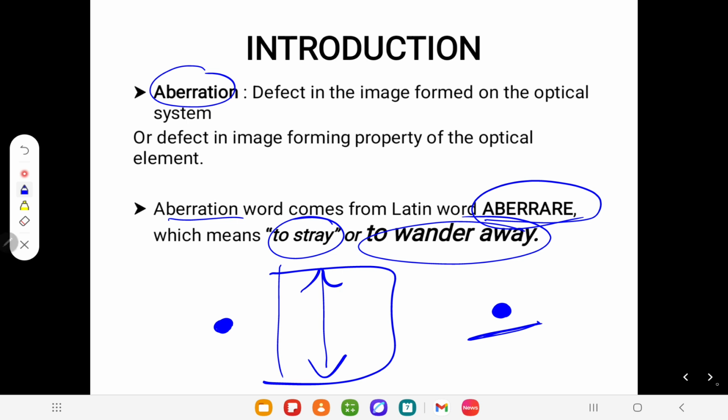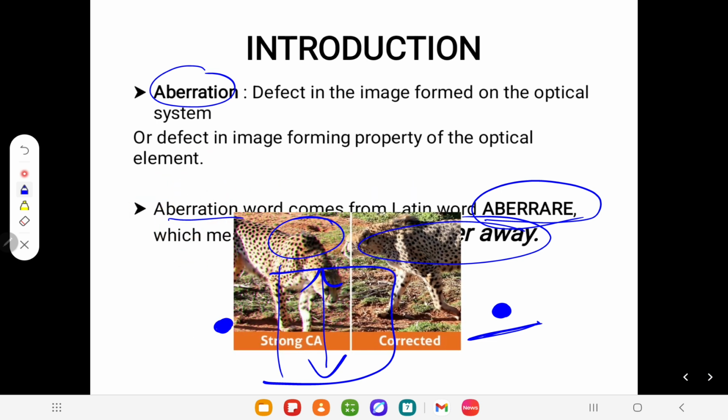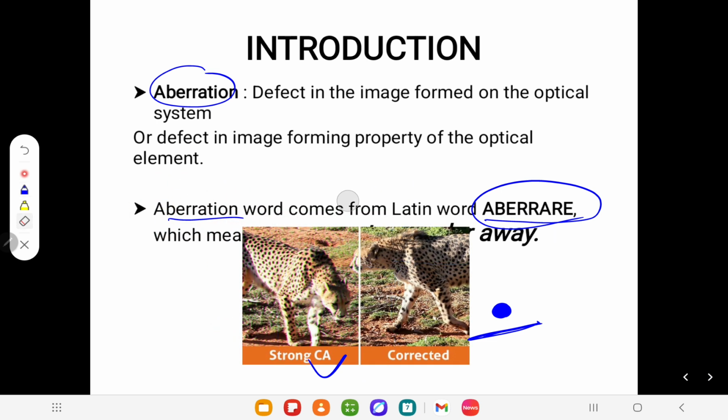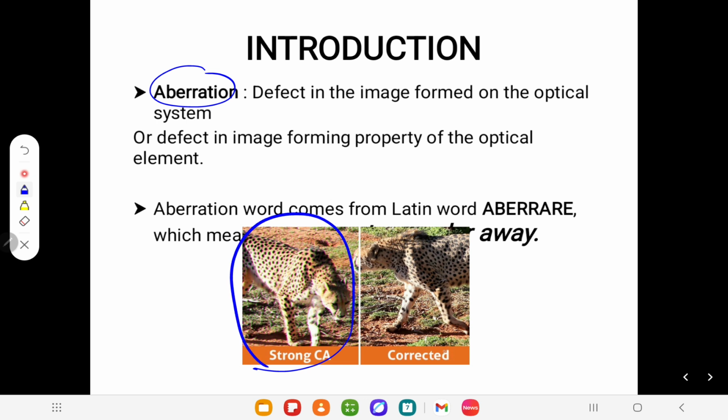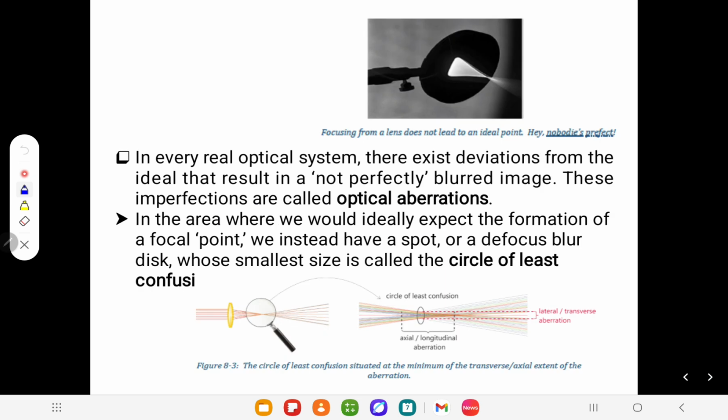Okay, so can you see in this picture, this is the picture of a strong chromatic aberration and this is the picture of corrected chromatic aberration. Isn't there a difference? Yeah. So in every real optical system there exists deviation from the ideal that results in a not perfectly sharp image. This imperfection is called optical aberration. So in every optical system it is there.